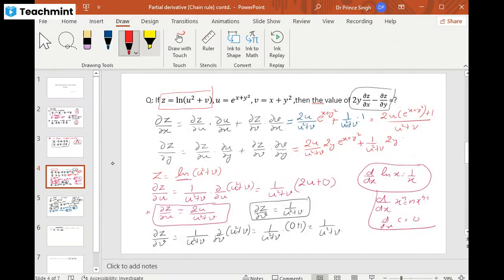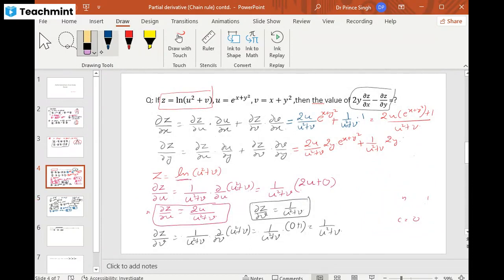So in this case, let me clear this whole part here. If I solve this particular part, u² + v is the LCM, and 2y is common. It is 2u e raised to the power x + y² + 1. If you just see here, the entire expression is similar to this one, 2u e raised to power x + y² + 1 upon u² + v. The only additional term is 2y. So this is the value of ∂z/∂y.